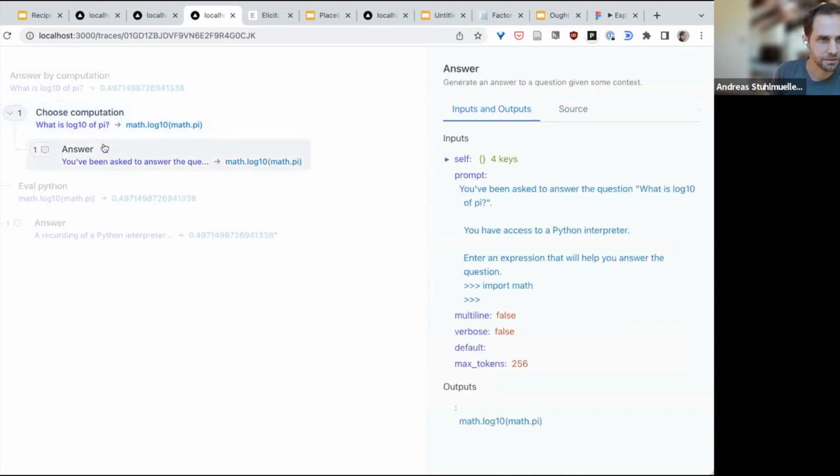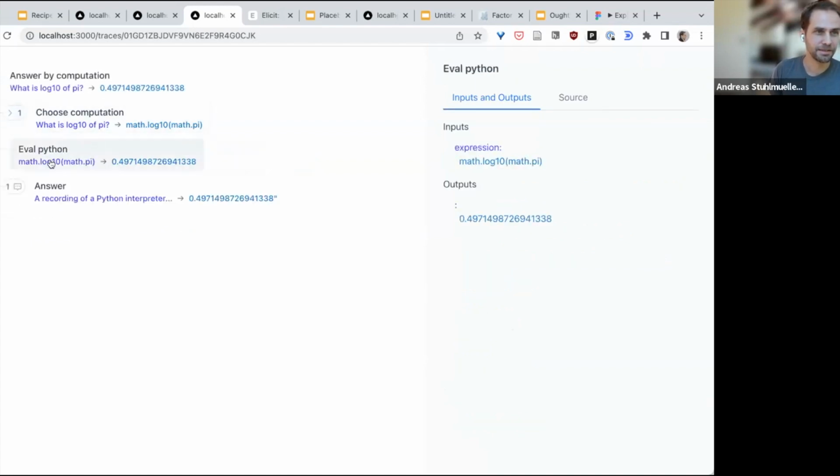So you can, again, look at what the prompt is here. You have access to a Python interpreter, enter an expression that will help you answer the question. Don't try to take over the world. Import math, and then math.log10, math.pi is what the model returned. And then this node is not a language model call. This node is literally just, we got an expression, we're evaluating it, we get something back.